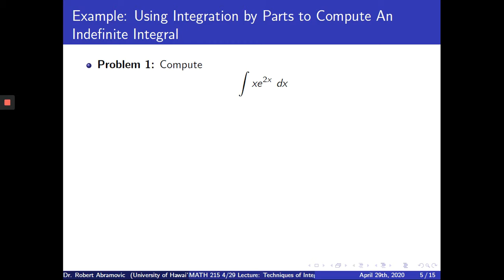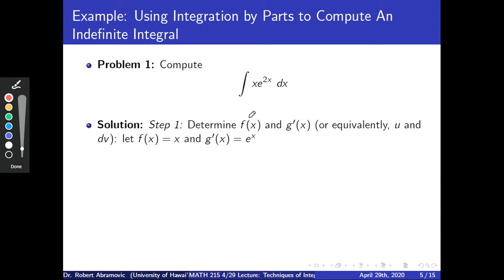Here's an example. Let's use integration by parts to compute an indefinite integral. Let's compute the indefinite integral of x times e to the 2x dx. In this case, our first step is to determine f and g, or equivalently u and dv. We're going to choose f to be this function x, and g to be this function e to the 2x.